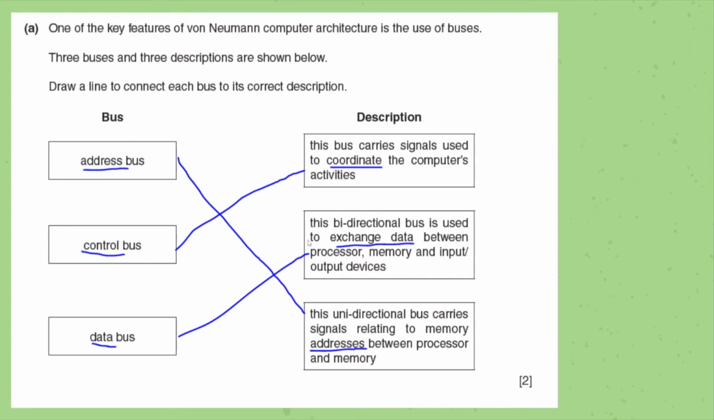So here it is mentioned address bus, and in the description it is mentioned address. So it's obvious that address bus will be matched to this description. Here in the third bus it is written as data bus, and in the second description it is mentioned as used to exchange data. So this is also obvious that data bus will be matched to this description. And now suppose you don't know what the control bus description was, the missing one would be the one that carries signals used to coordinate the computer's activity. Control means coordination. So this is an obvious answer too.